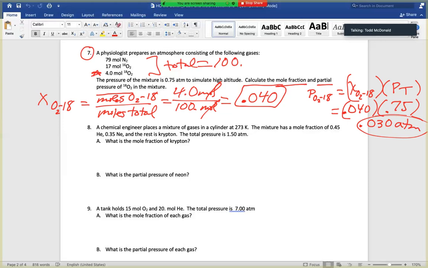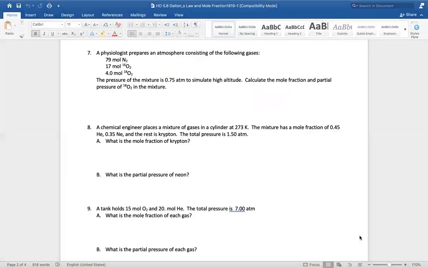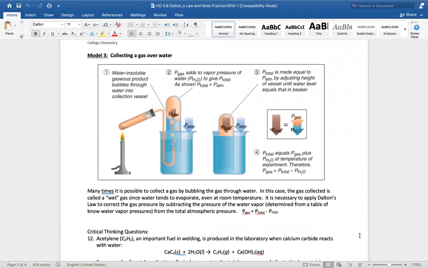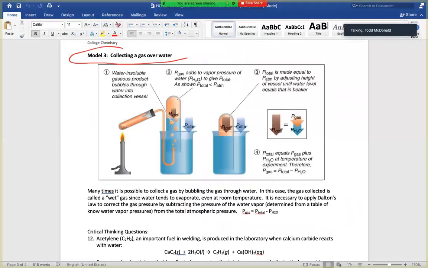Now, another big concept. I think I'm just going to do one video here because I think I can do this all in one. We're going to look at this next model on your handout. This is kind of what's important in terms of putting this all together. If we wanted to collect a gas, that's kind of hard to do. We're doing a reaction and it produces a gas. So here's the process that we would go through.